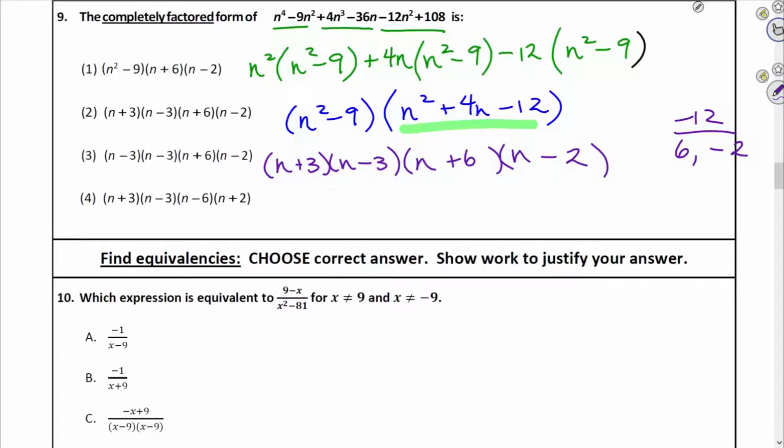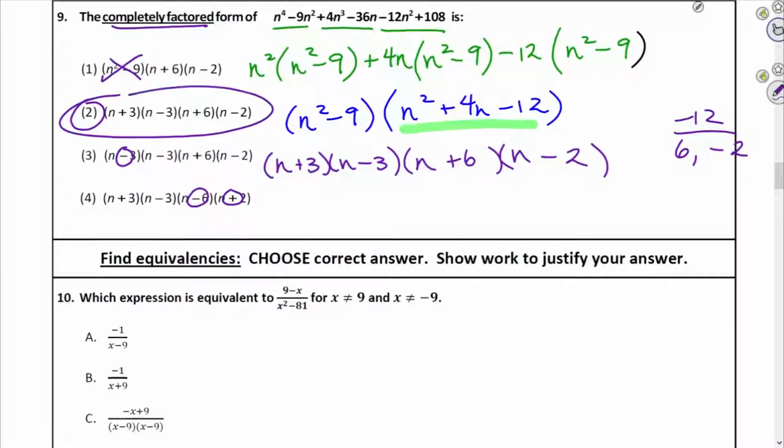Now the order of the factors can be a little bit different. Let's see here. Start at the very top: that's not completely factored. In number 2, the beginning looks good, the whole thing looks good. In number 3, I'm missing the plus term in one of these. In number 4, these signs are backwards. So it's definitely number 2.